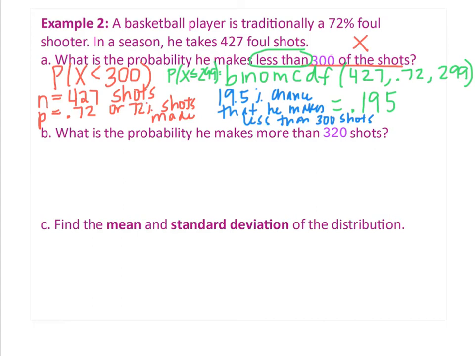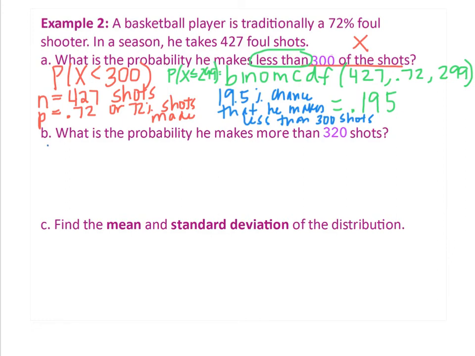So all of this work is needed for these problems. You need to show what your variables are and define them, show you putting it into the formula, and then interpreting this number in context. So let's take a look at B. It says, what is the probability he makes more than 320 shots?